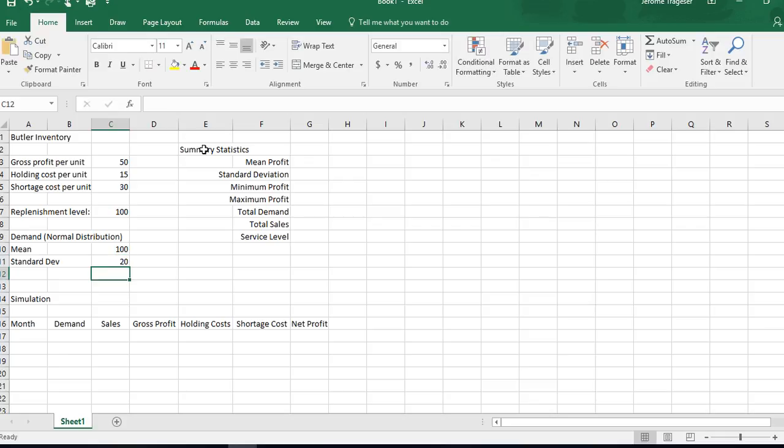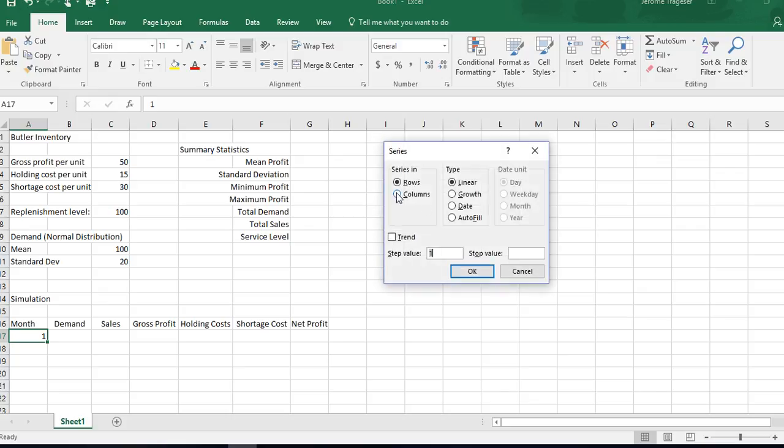Then we can go ahead and run our simulation. We're told that we want to run this model for 300 months. So again, we start with month 1, put 1 in the first one here. Then we go to home, then go on over to fill, down to series. We want to fill our column with a step value of 1, so we're counting by ones, to a stop value of 300.